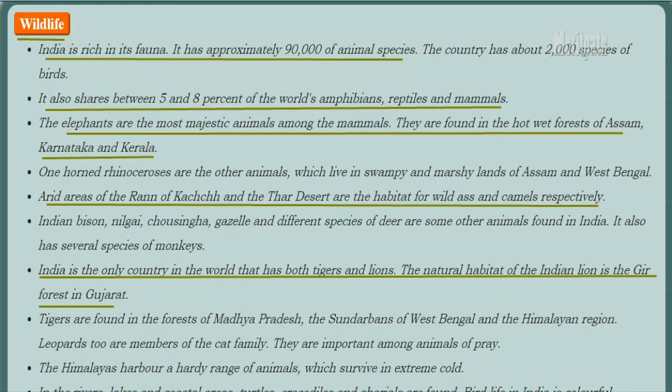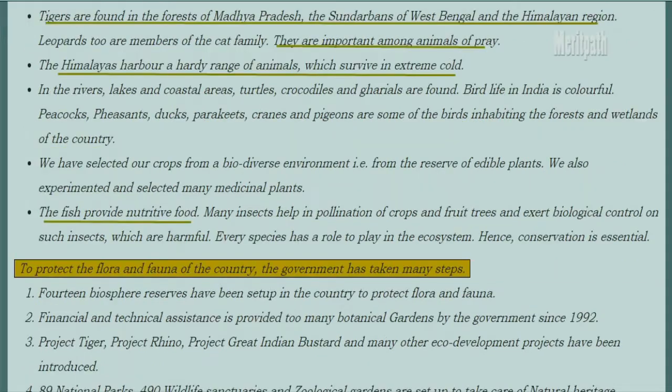Natural habitat of the Indian lion is Gir Forest in Gujarat. Tigers are found in the forests of Madhya Pradesh, Sundarbans of West Bengal and Himalayan region. Leopards are also members of cat family. They are the important animals of prey. Himalayas also harbor a hardy range of animals which can survive in extreme cold. In the rivers, lakes, coastal areas, turtles, crocodiles and gharials are found.